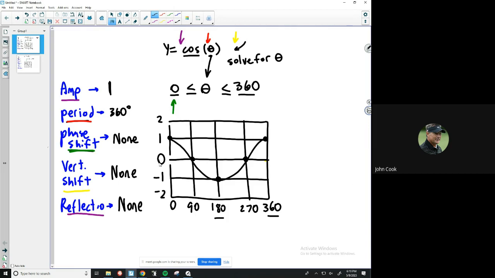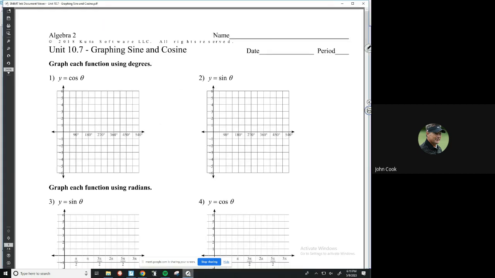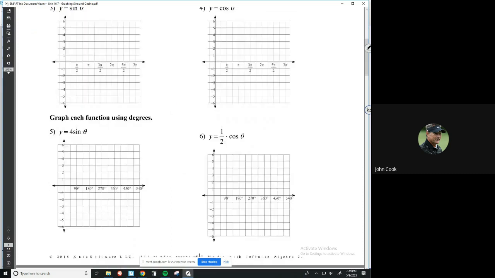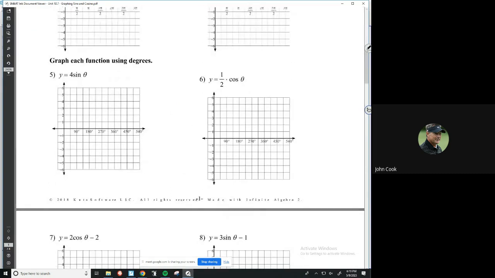All right, now check this out. Here's how this is going to work. I'm going to go through a bunch of these really, really quickly to show you how fast this is, using radians or angle values in terms of degrees, sines, cosines, whatever. So let's do number 5, okay? Number 5. So y equals 4 sine.